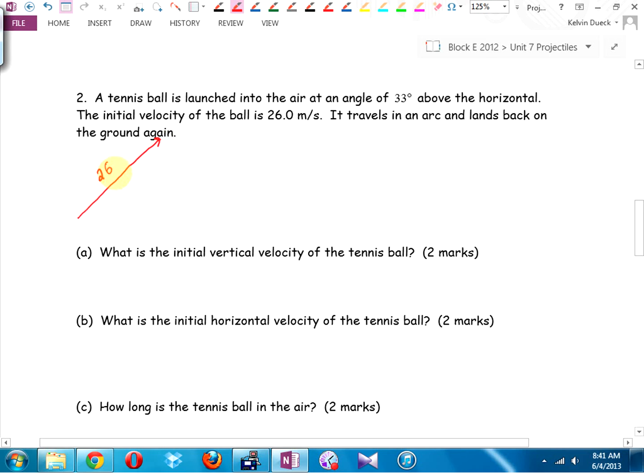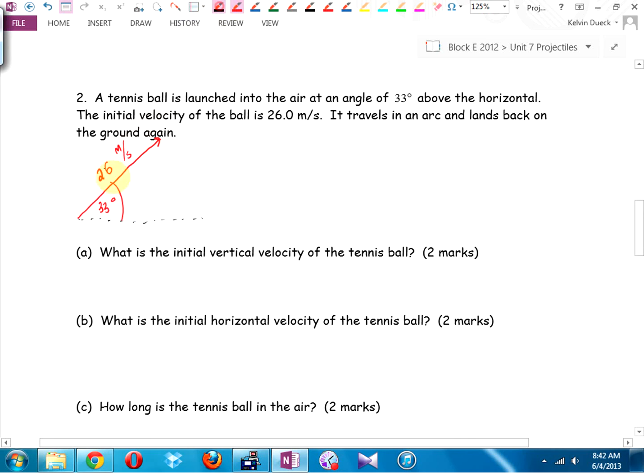26 meters per second, where this angle here is 33 degrees. It travels in an arc and it lands back on the ground again. It's launched from the ground to the ground.